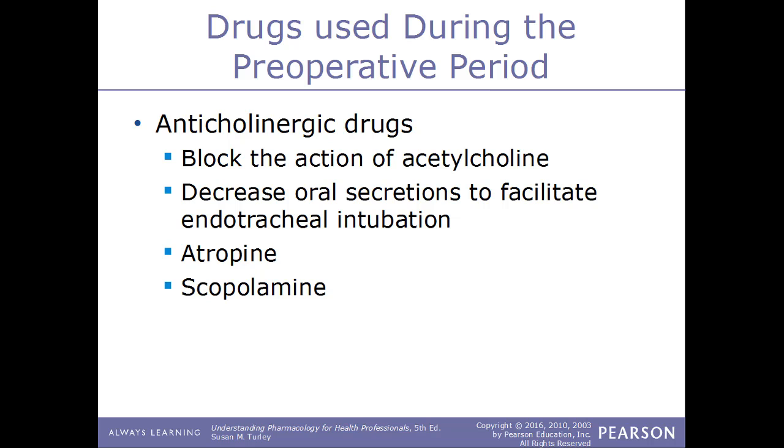Another class of drugs that are used during this period are anticholinergic drugs, and these work by blocking the action of acetylcholine. These will decrease oral secretions to help facilitate endotracheal intubation. And some examples of this category of drugs would be atropine and scopolamine.